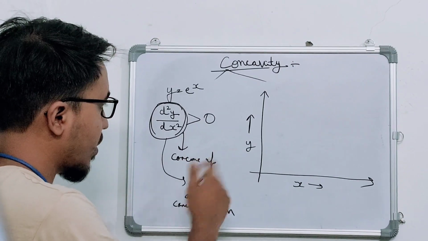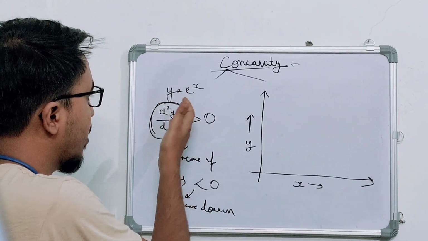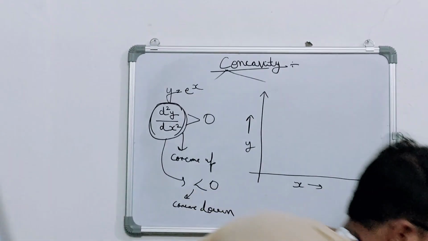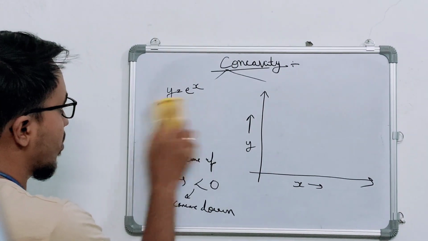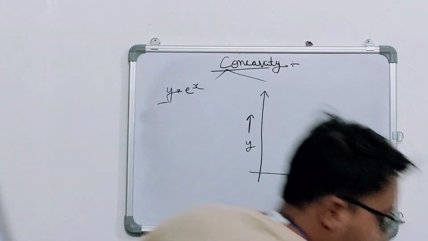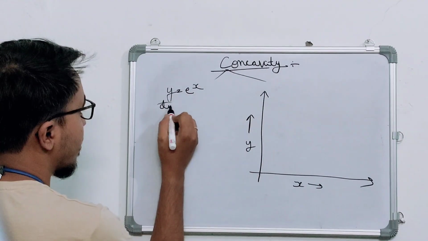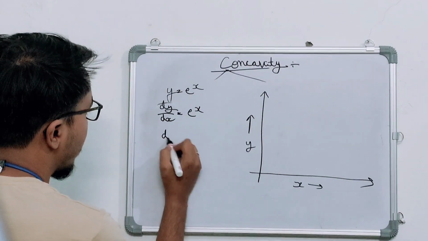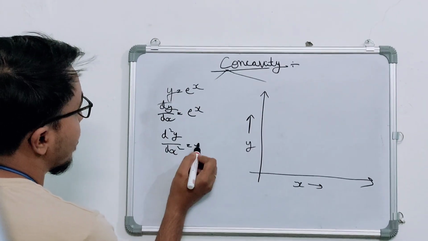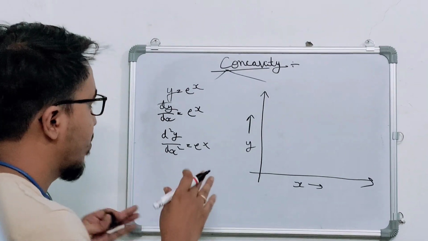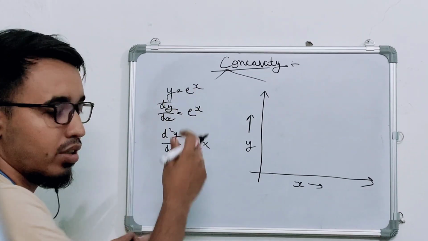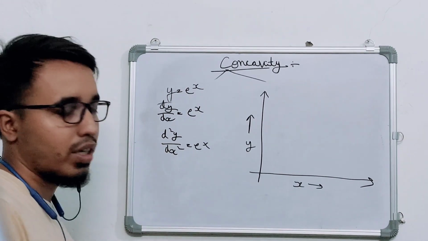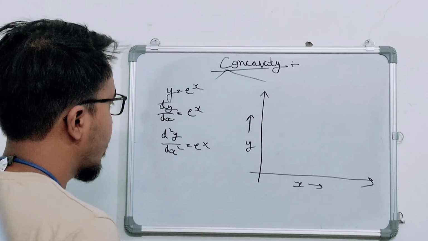So now I am calculating the value of d²y over dx² in the case of y equal to e^x, okay? When I calculate dy over dx, it's e^x. Again I calculate d²y over dx², and again it's the same. As you all know, the differentiation of e^x is the same, and if you calculate d³y over dx³, you will differentiate again, and again it is e^x. So it will never change.